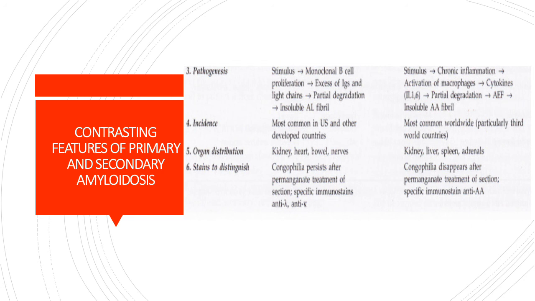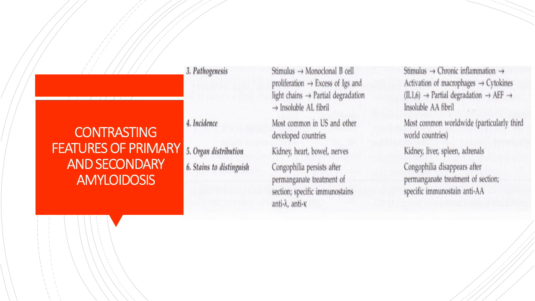Okay. Incidence: primary is most common in the US and other developed countries, and secondary is most common in developing countries, like worldwide of course. Organ distribution: primary is generally seen in kidney, heart, bowel, and nerves. And in case of secondary amyloidosis, it is seen deposited in kidney, liver, spleen, and adrenals.